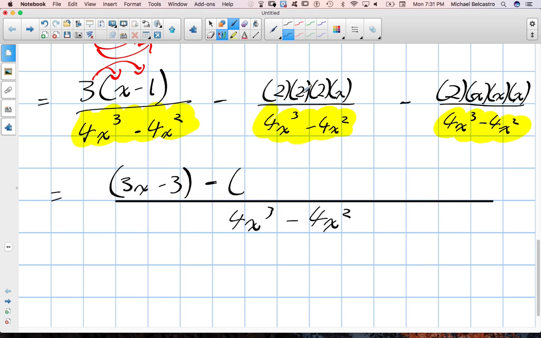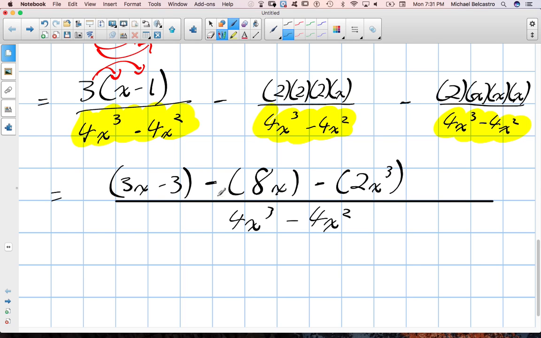This becomes 2 times 2 times 2. That's 4 times 2, which is 8. So we get 8x. Okay. And subtraction sign again. This is 2. X is x cubed, so we get 2x cubed.